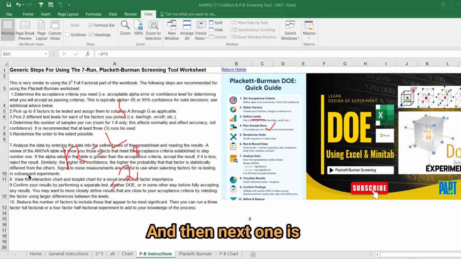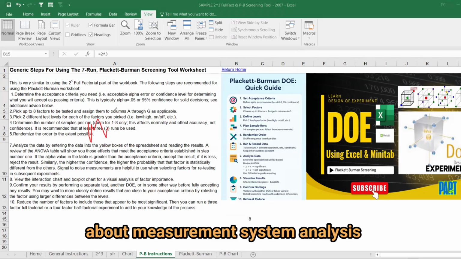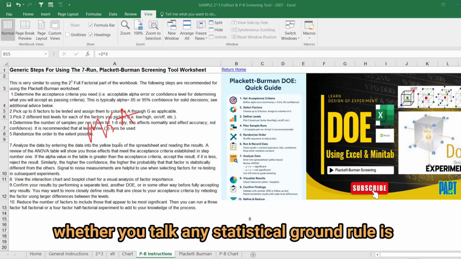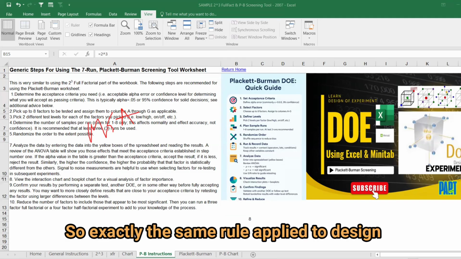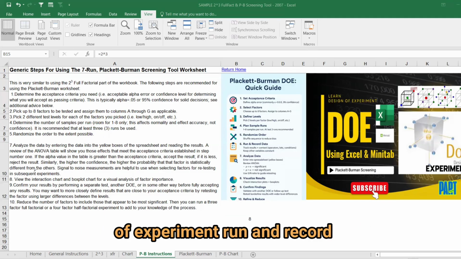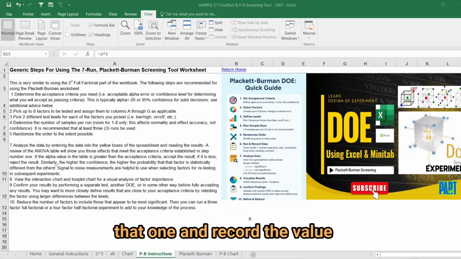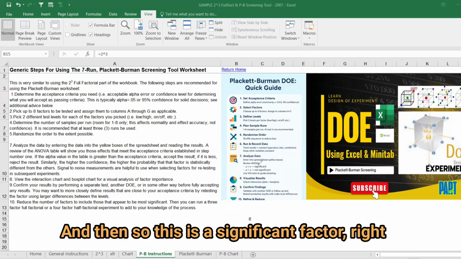And then the next one is that randomization is key. Whether you talk about measurement system analysis, hypothesis, or any statistical ground rule, you need to randomize the order, right? So exactly the same rule applies to design of experiment. Run and record. Every time you run, record the value, keep track of it, right?